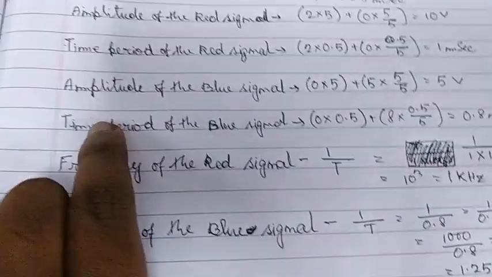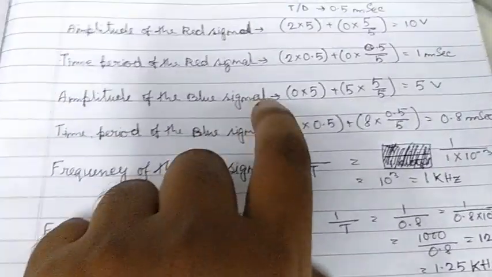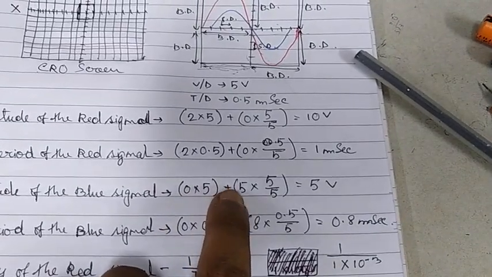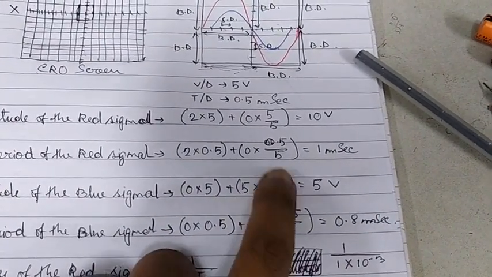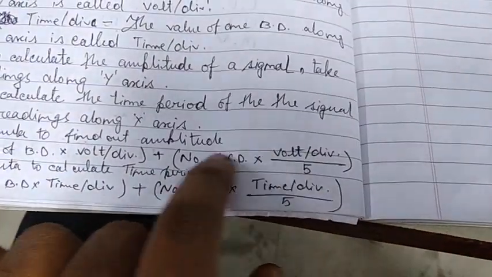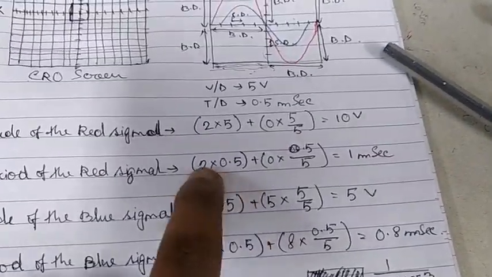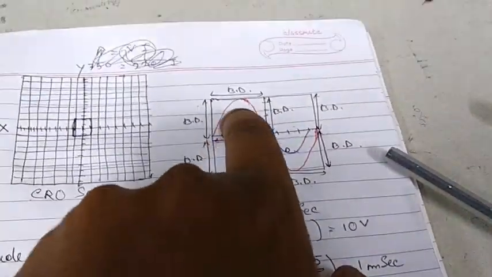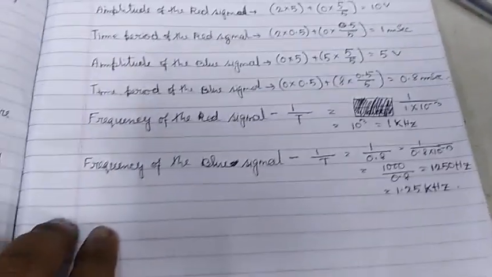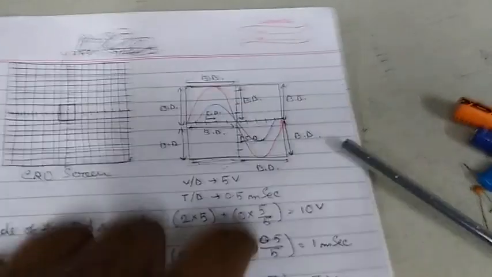So in this case, for the amplitude of the blue signal, we have taken big division equal to 0. Here I have taken 5 small divisions into volt per division by 5 according to my formula. Small division into volt per division by 5. So this part is 0, and for this part we are getting 5 volt. So the amplitude of the blue signal is 5 volt.